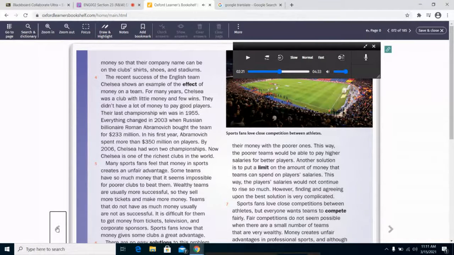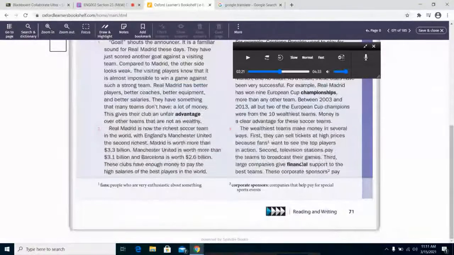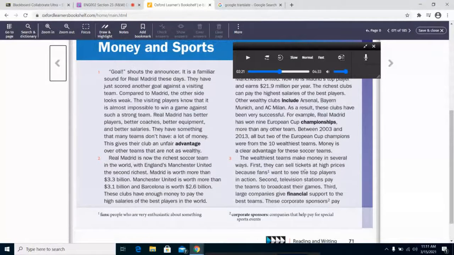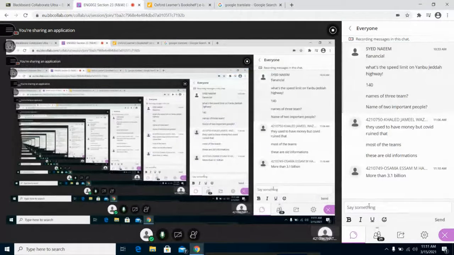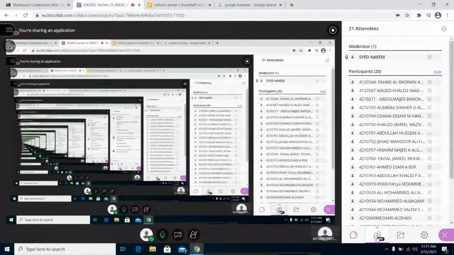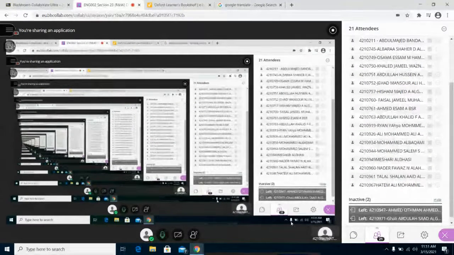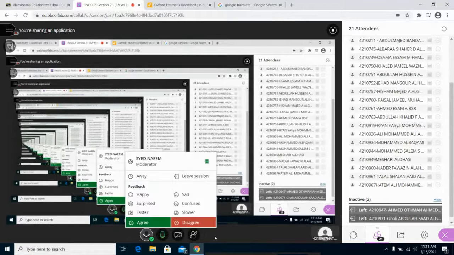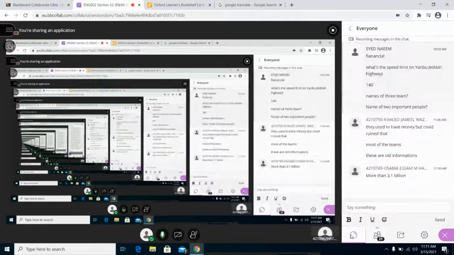Okay, so now we have some words over here. Can someone tell me about tickets? They said first they can sell tickets at high prices. So do you buy tickets to watch a football match in the stadium? Do you go to the stadium to watch football, or do you just watch on television? Tickets. What are tickets?